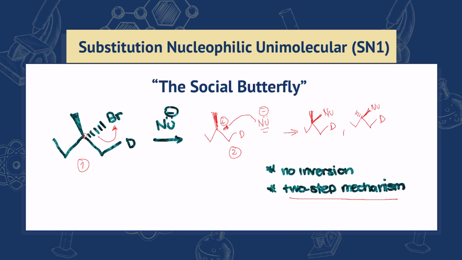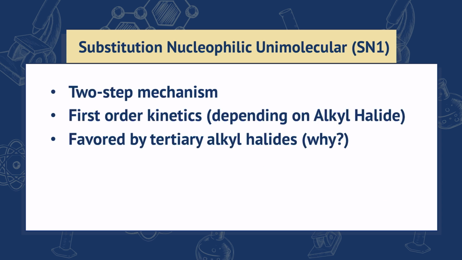So why is this the case? The reaction cannot occur without the leaving group leaving the substrate. So no matter how much nucleophile you have, it won't matter because it will not be able to reach the central carbon anyway unless the substrate removes its halogen and forms a carbocation. So in short, the reaction rate is only affected by the substrate. Lastly, it's favored by tertiary alkyl halides.